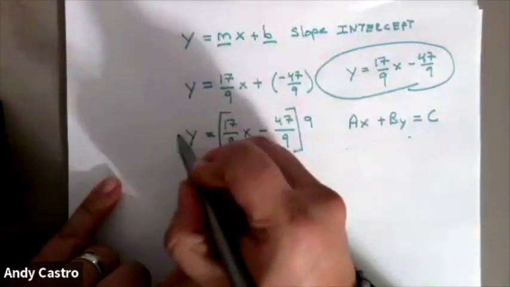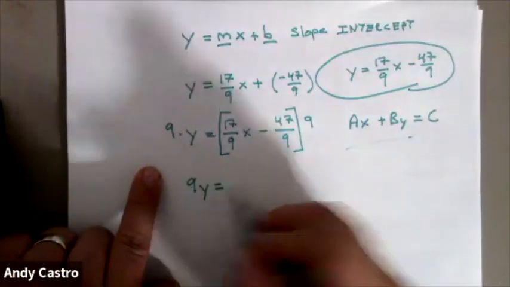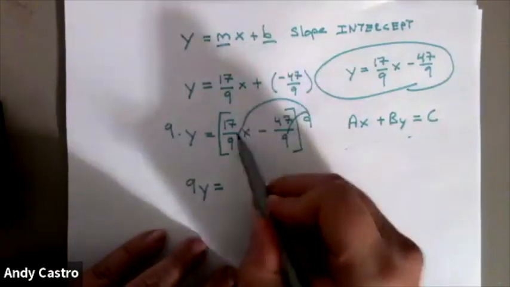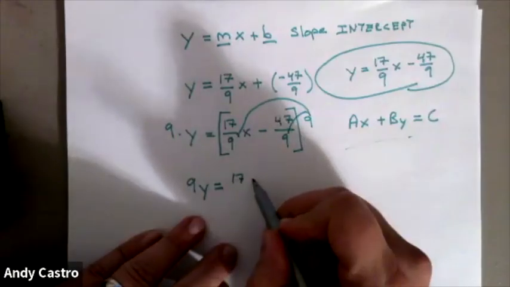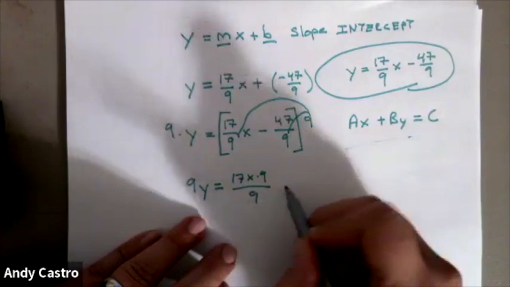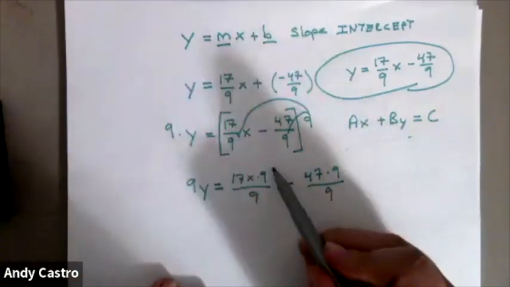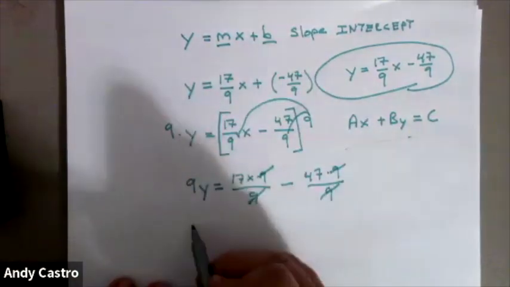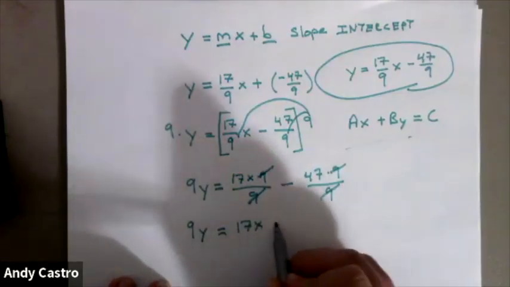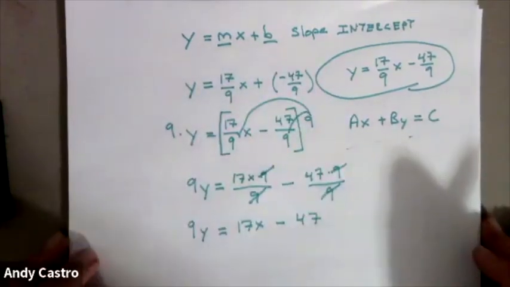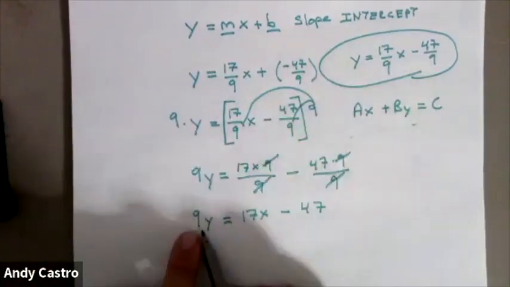So I'm going to multiply 9 on both sides. 9 times y, then 9 times 17 over 9 is 17x times 9 over 9, minus 47 times 9 over 9. So here the 9's all cancel, and I'm left with 9y is equal to 17x minus 47. All right, now I need to get the x's and the y's on the same side. So I'm actually going to bring the y over here.